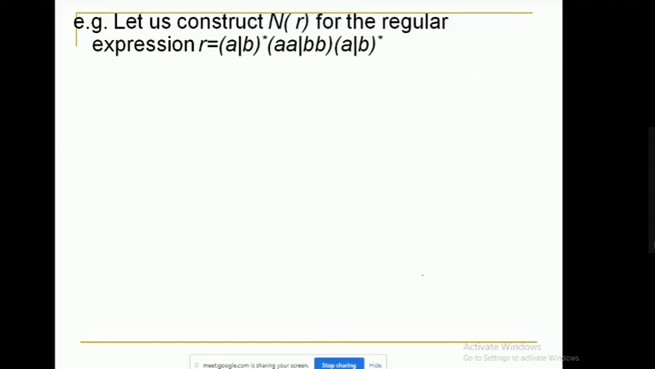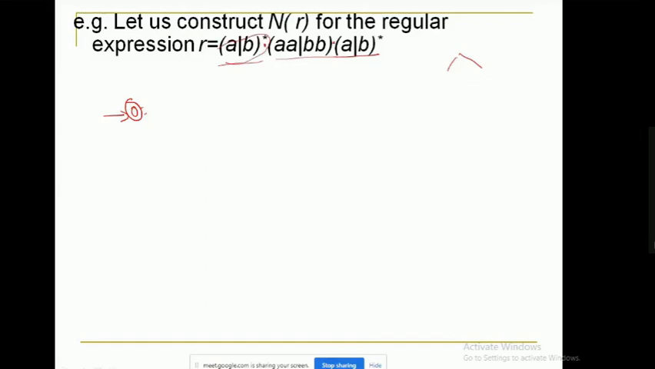How can we draw the NFA for this regular expression? Shall we start with the starting state? Let it be 0. The first one is epsilon. First of all, you have to divide this into sub-expressions. How can we divide this? The first component is this one, the second component is this one. We can divide it into 3.